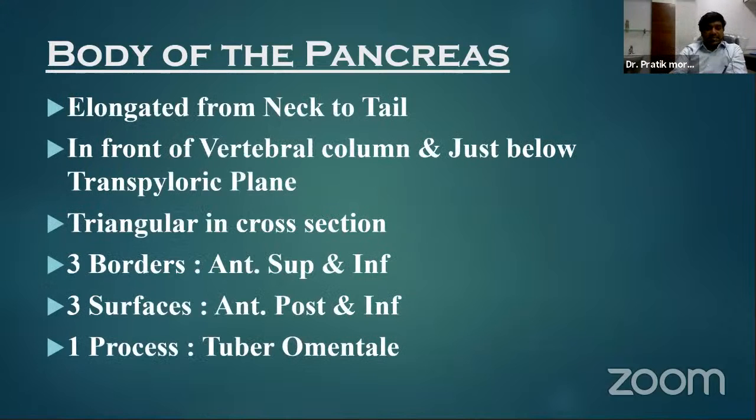Body of the pancreas. Next is the body of the pancreas. Elongated from neck to tail. It's an elongated part that starts from the neck and goes up to the tail, that is the body. It is present in front of the vertebral column and just below the transpyloric plane. Okay, it is present in front of the vertebral column.